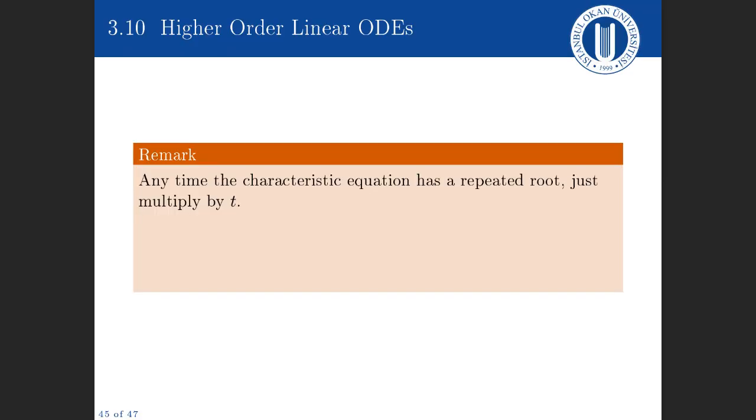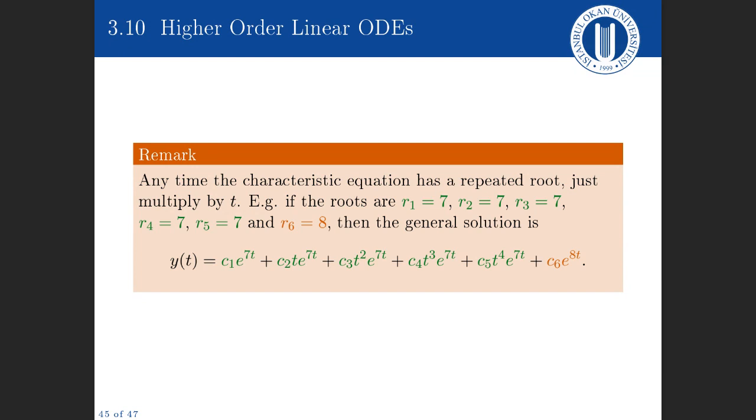What do we do with repeated roots of the characteristic equation? The answer is, we just multiply by t. So for example, let's suppose you had some differential equation, a 6th order differential equation, and let's suppose that the roots of the characteristic equation are 7, 7, 7, 7, 7, and 8. What is the general solution?